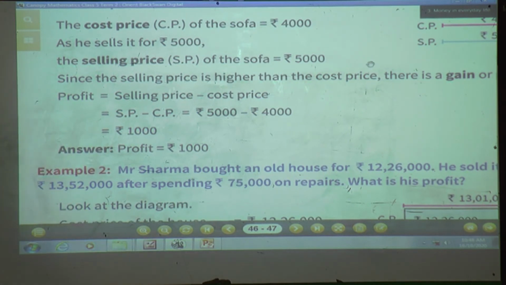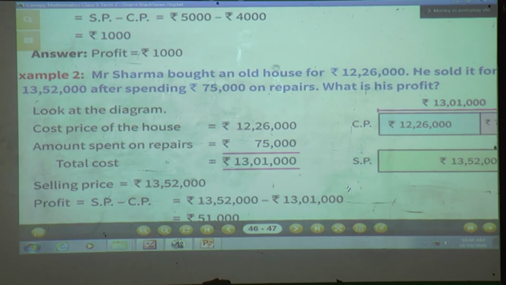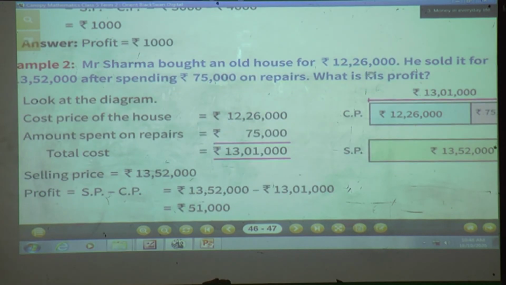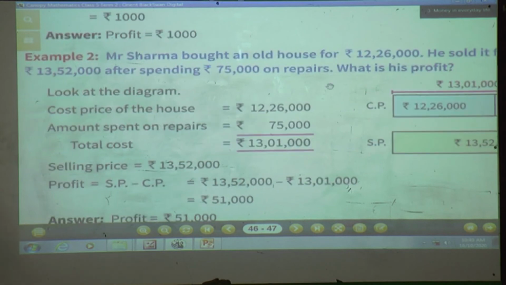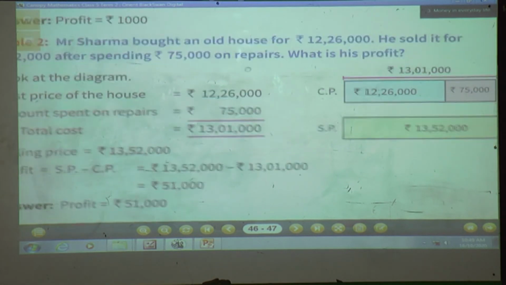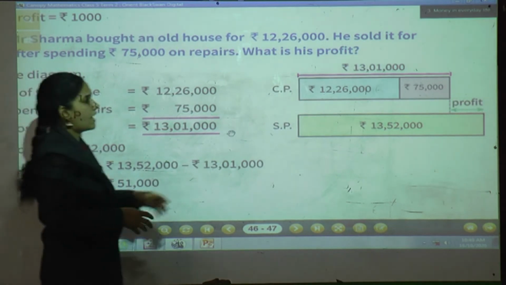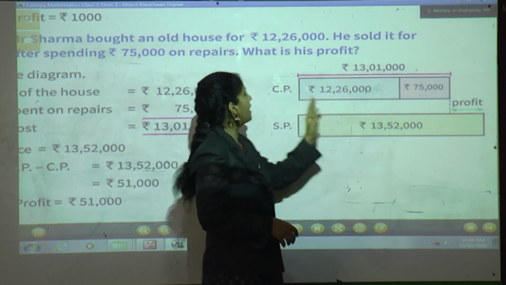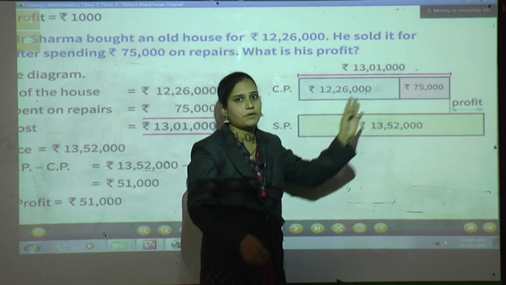This one. Mr. Sharma bought an old house for 12,26,000. He sold it for 13,52,000 after spending 75,000 on repairs. What is his profit? See students, look at the diagram here. Here CP is 12,26,000. He has also spent money on repairs, that is 75,000.